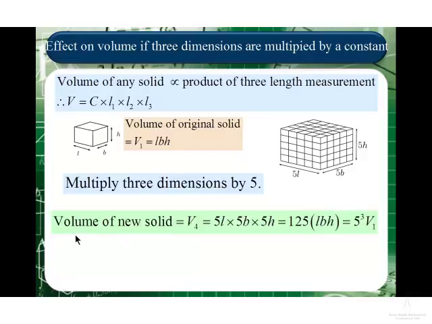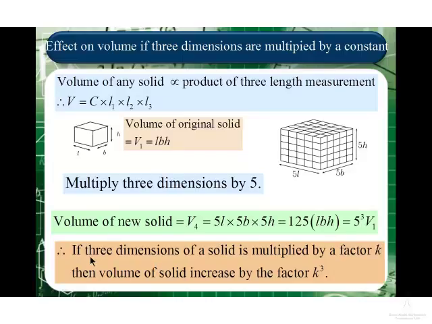So in this case, if we look at the volume of the new solid, then clearly it becomes 125 times the volume of the original solid. This can be expressed as 5 to the power 3 times the original volume that we started out with. So we can state here also, if three dimensions of a solid in general are multiplied by a factor k greater than 0, then the resultant volume of the solid will increase by the factor k to the power 3, or k cubed in such a case.